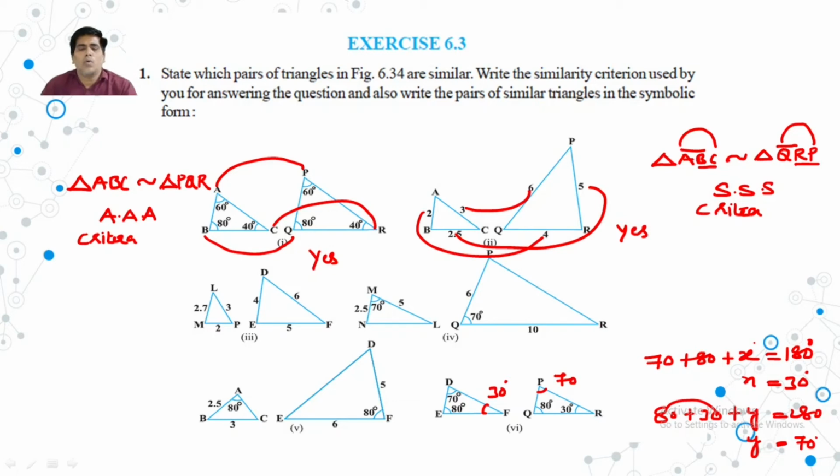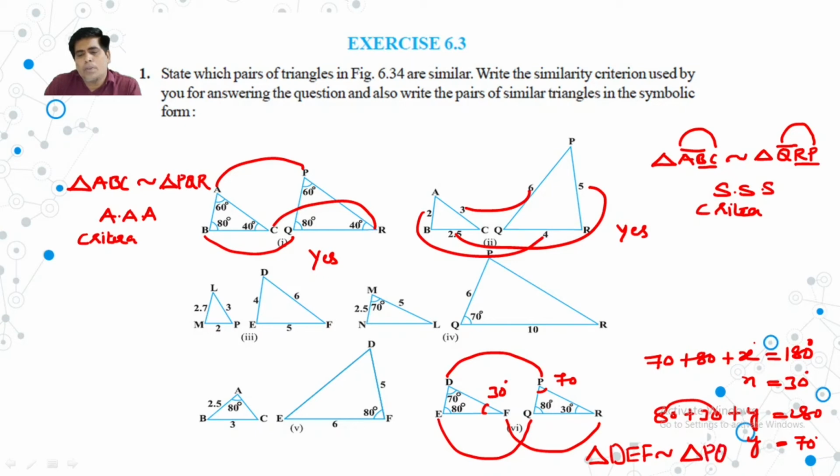Now, look at which criteria will fit here. 70 and 70 are equal. Angle D and angle P are equal. Angle E and angle Q are equal, 80-80. And angle F and angle R are also equal. Clearly triangle DEF is similar to triangle PQR. So you can cross check like this.